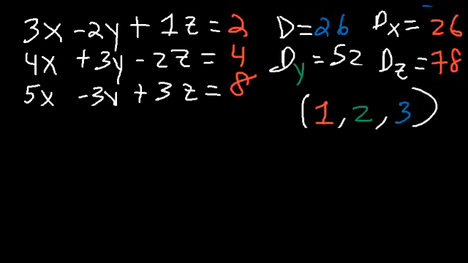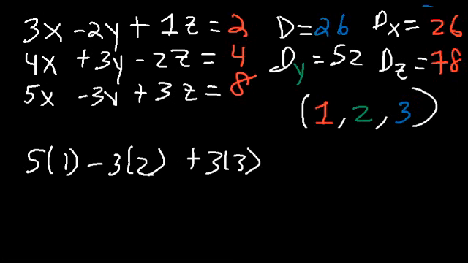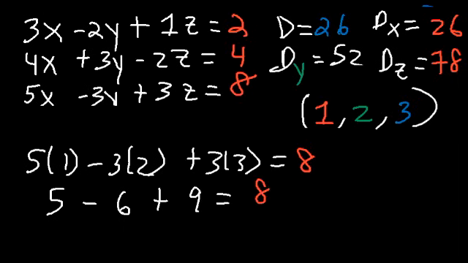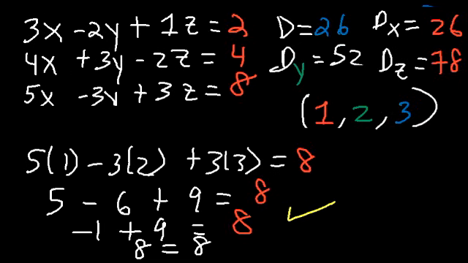And let's try the last one. So it's 5 times 1 minus 3 times 2 plus 3 times 3. Let's see if that's equal to 8. So 5 times 1 is 5, 3 times 2 is 6, 3 times 3 is 9, and 5 minus 6 is negative 1, and negative 1 plus 9 is the same as 9 minus 1, which is 8. So 8 equals 8. The third equation works.